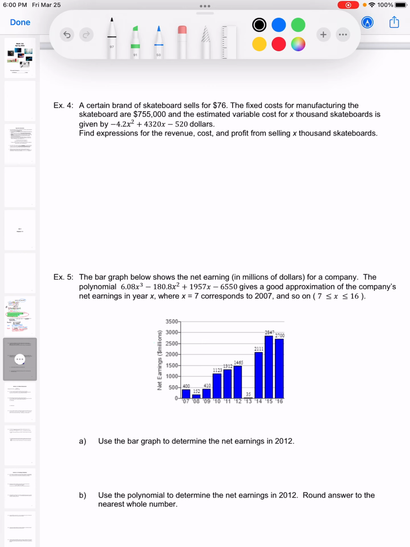So here's our next example with that revenue, cost, and profit. This time we are dealing with skateboards. I tell you what it sells for, the fixed cost, and then the variable cost. And the variable costs are really long, it's the entire thing. Now, if we were face-to-face, I wouldn't write anything up on the board. I would give you a second to look at it.